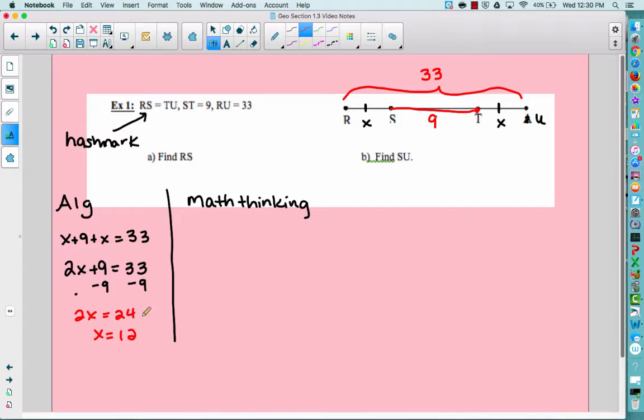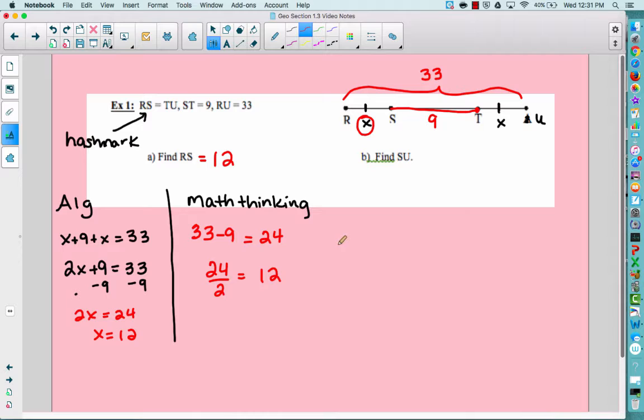So that's using algebra. Using mathematical reasoning or thinking, what I would probably do is 33 minus 9. Get rid of that, and I get 24. And then I know that those two additional segments were equal. So I'd have to cut 24 in half. So 24 divided by 2, which gives me 12. Either way is a proper way for solving this type of equation. Okay, so now we know that RS is 12.